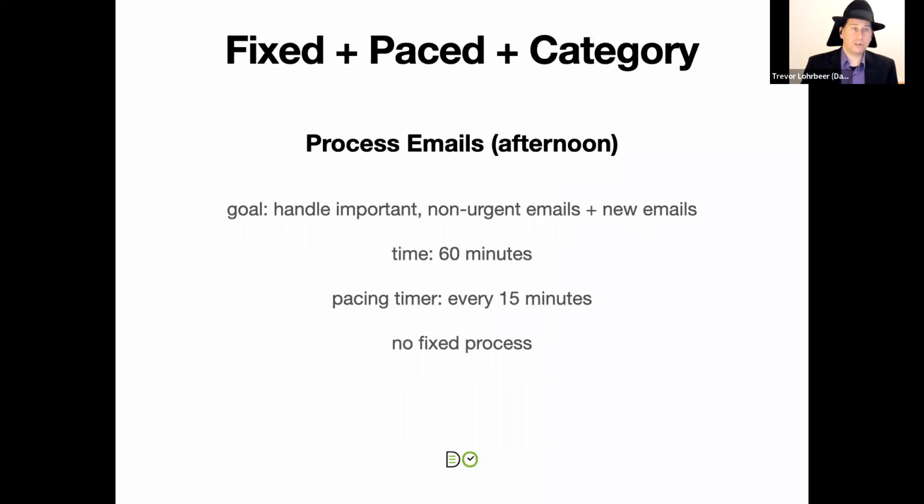Okay, in the afternoon, I'm also going to process emails. However, this is going to be a little bit less structured. This is the fixed pace category. So I'm still going to say I only want to work 60 minutes, but I'll set a pacing timer for every 15 minutes. This makes sure that I'm continuing to work my way through my inbox. Particularly for me, this is where I might spend too much time reading a newsletter or something like that. So having that pacing timer can help remind me, hey, you've got a bunch of other emails to work through. Keep moving on. And of course, I do work from my important emails first and work my way down to the less important.